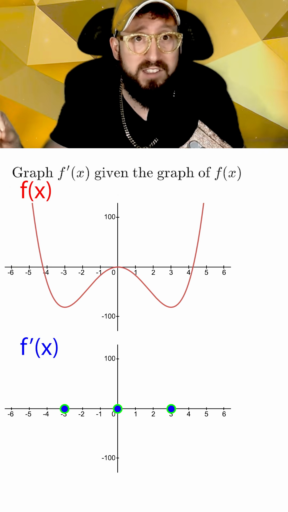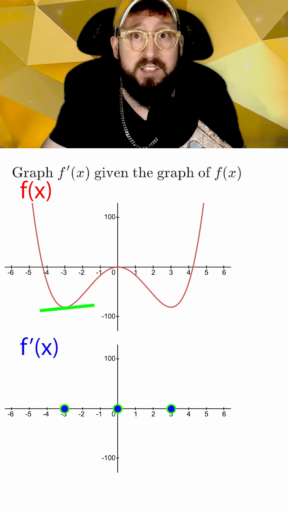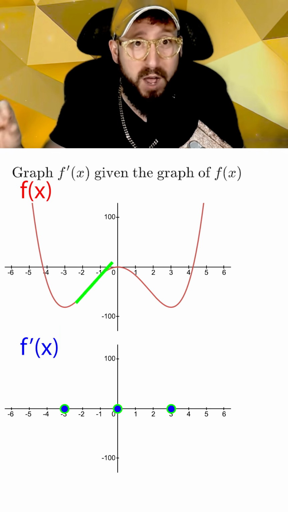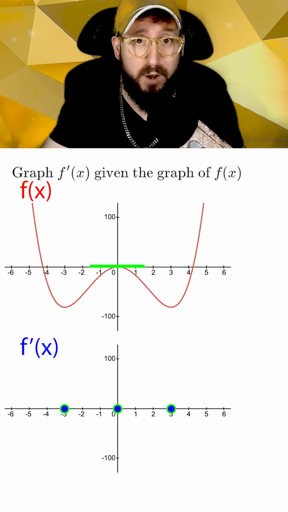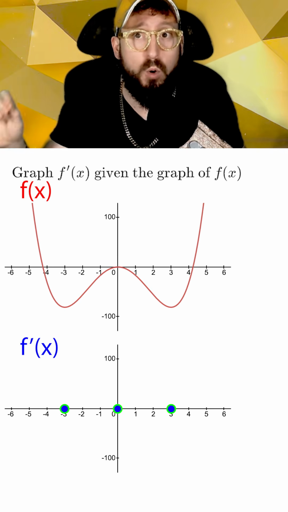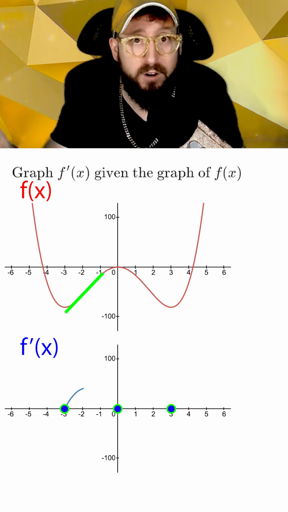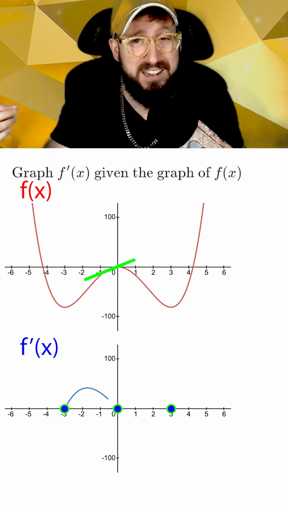If we look between x equals -3 and x equals 0, we can see that the slope starts to increase and get very positive before decreasing again back to 0. So on our graph of f prime, we'll show a curve whose value does the same behavior, growing to a positive number and decreasing back to 0.